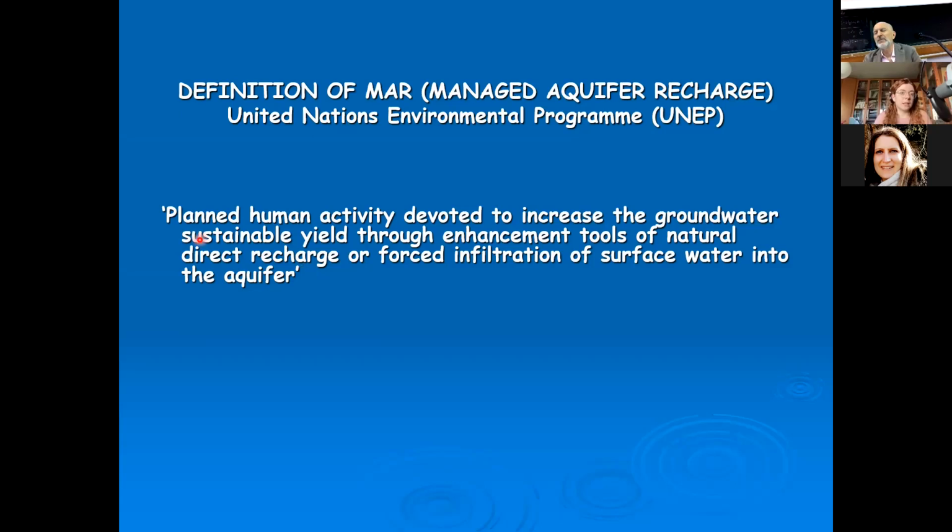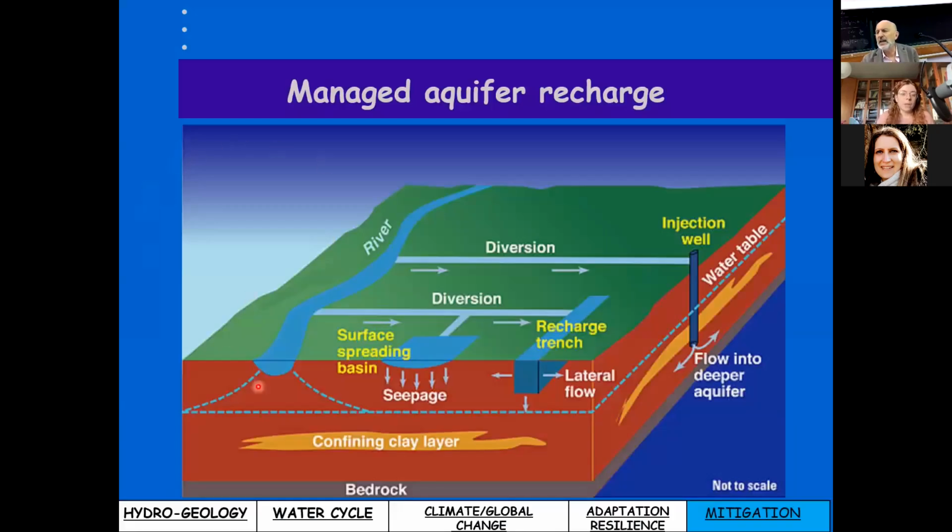And this MAR is the definition for the planned human activity devoted to increase the groundwater sustainable yield through enhancement tools of natural direct recharge or forced infiltration of surface water into the aquifer. So in some way, we try to enhance, to increase the capacity of the water to go from the surface down below into the ground. It is a transfusion of the water. Here you see a list of possible approaches with the transfer of the water from the surface to the ground.